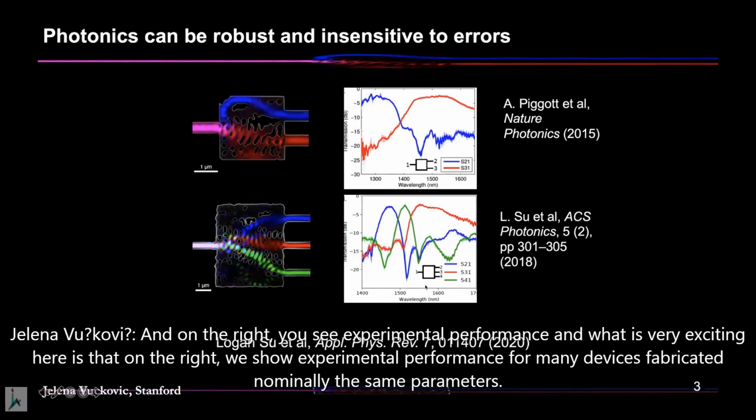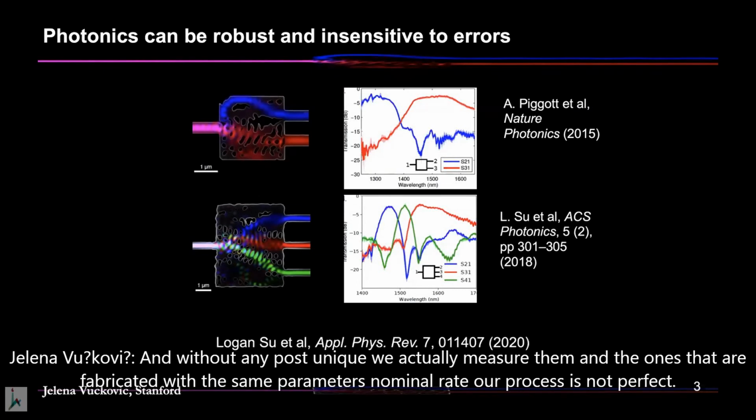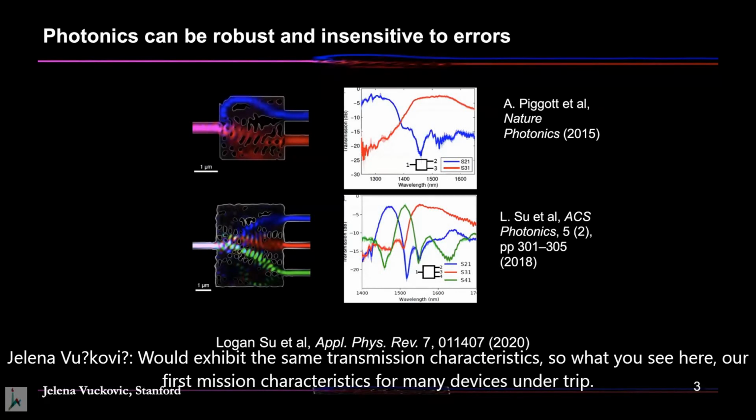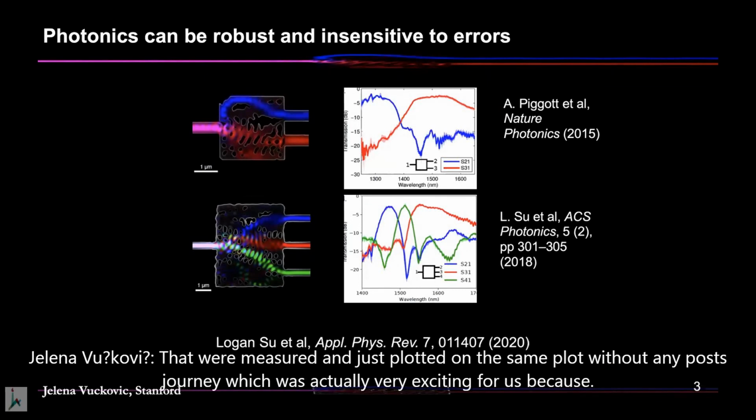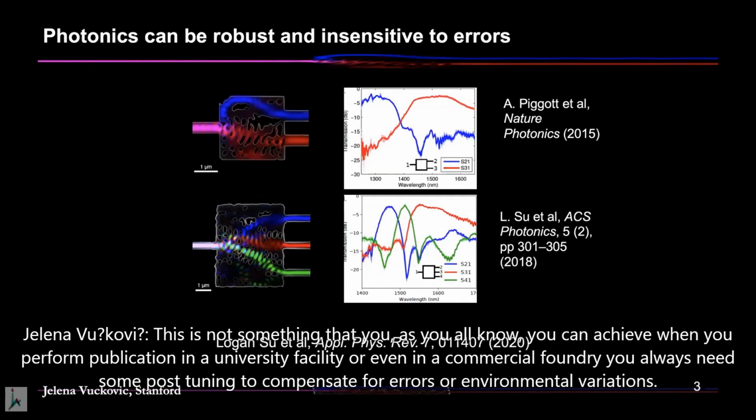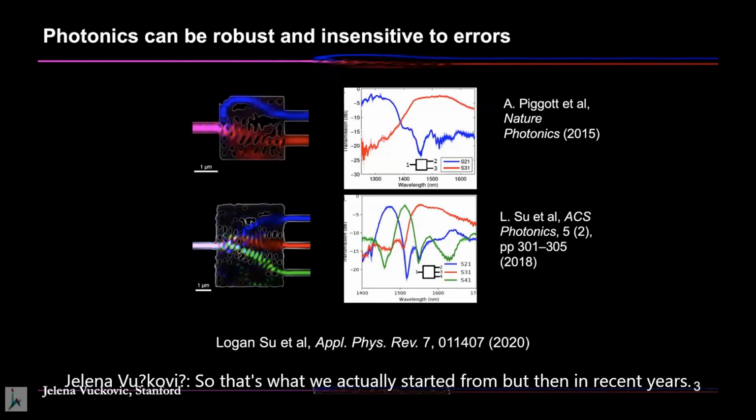What is very exciting here is that on the right, we show experimental performance for many devices fabricated with nominally the same parameters. Without any post-tuning, we measure them, and the ones that were fabricated with the same parameters nominally, although our process is not perfect, exhibit the same transmission characteristics. So what you see here are transmission characteristics for many devices on the chip that were measured and just plotted on the same plot without any post-tuning, which was very exciting for us because, as you all know, this is not something you can achieve when you perform fabrication in a university facility or even in a commercial foundry. You always need some post-tuning to compensate for errors or environmental variations. So that's what we actually started from.